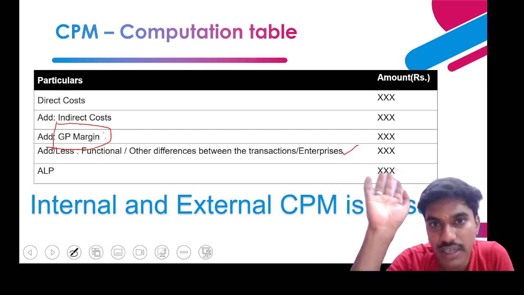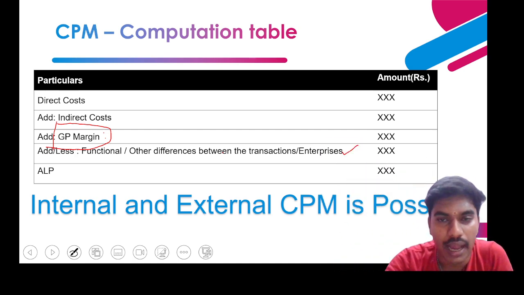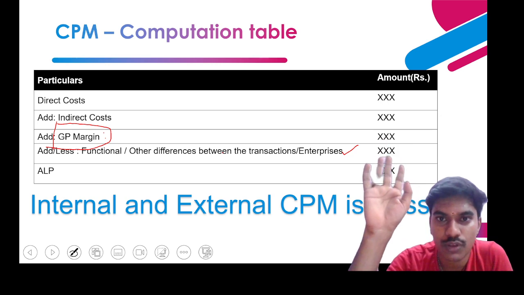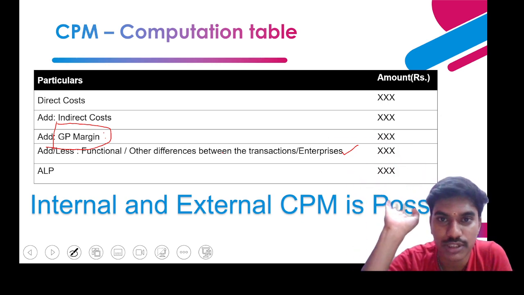Assume there is no similar type of transaction. I am selling cycles to you. Nobody in the world is selling cycle to a third person.